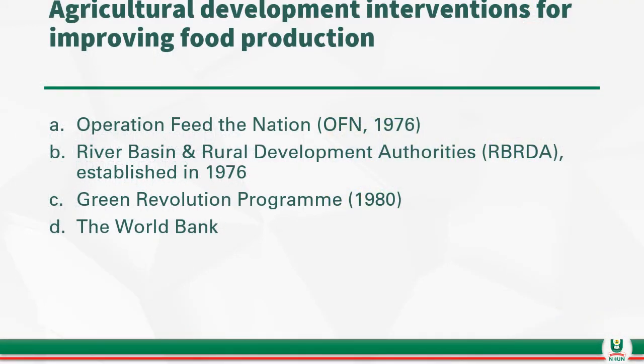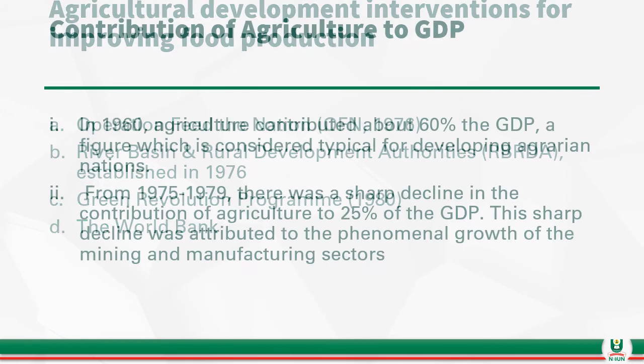Now, what are the agricultural development interventions for improving food production? There were different forms of interventions that were brought in by the government, and the first one is Operation Feed the Nation, which occurred in 1976. The second one was the River Basin and Rural Development Authority, also in 1976. Third was the Green Revolution Program in 1980, and then the World Bank. So these are all agricultural development interventions for boosting food production.